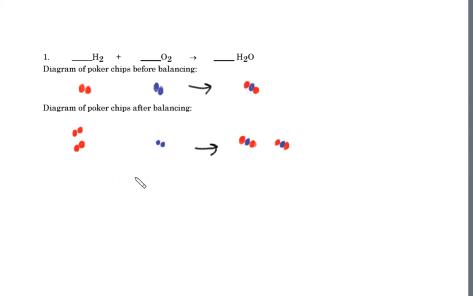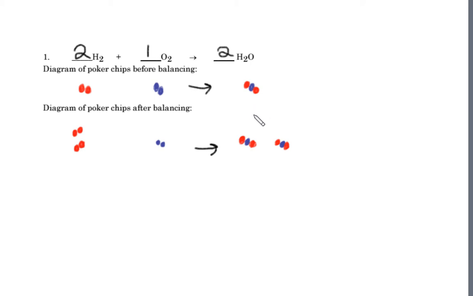Now, with the actual poker chips, I'm hoping you can see this. You can physically rearrange these atoms to look like these. You can rearrange the atoms over here to look like the atoms over here. And I do expect you to physically do that with your poker chips. Ultimately, though, what we end up with is it's going to take 2 hydrogen molecules reacting with 1 oxygen molecule to make 2 water molecules.